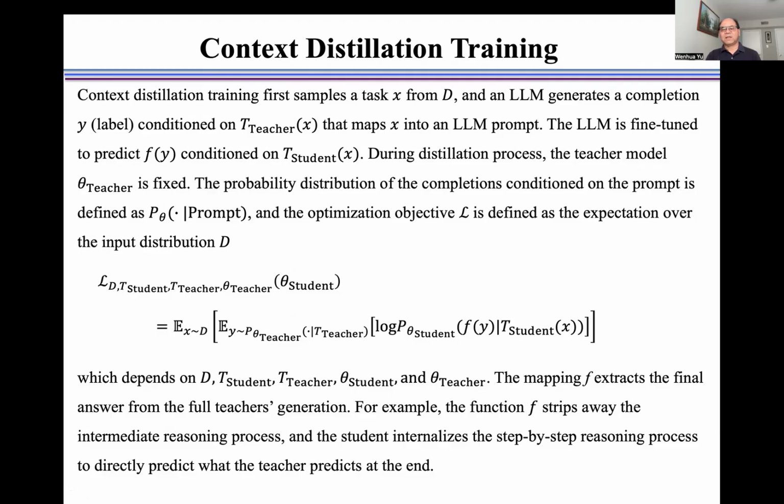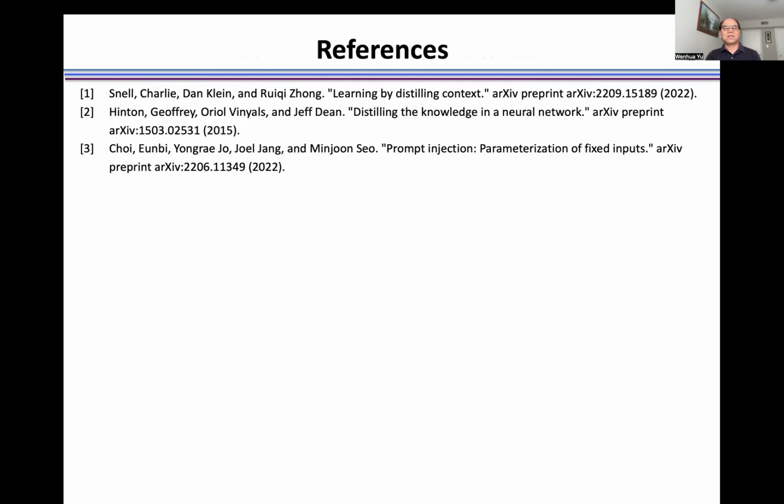For example, the function F strips away the intermediate reasoning process, and the student internalizes the step-by-step reasoning process to directly predict what the teacher predicts at the end. For more details, please check these references. Thank you.